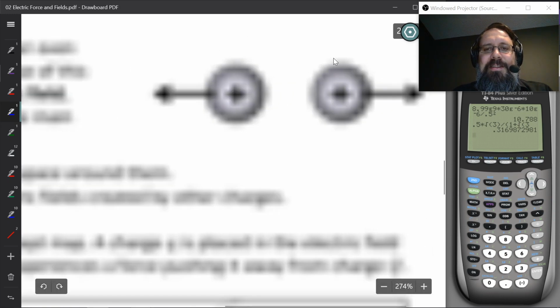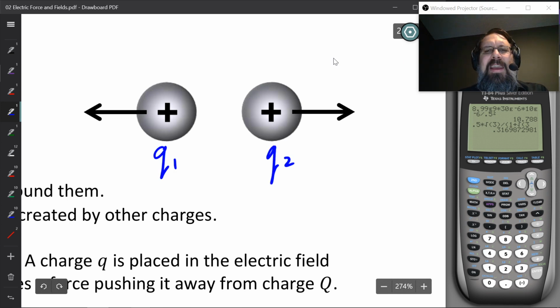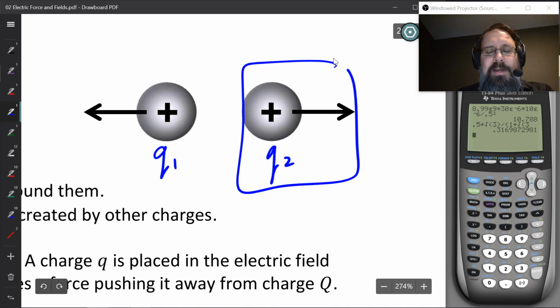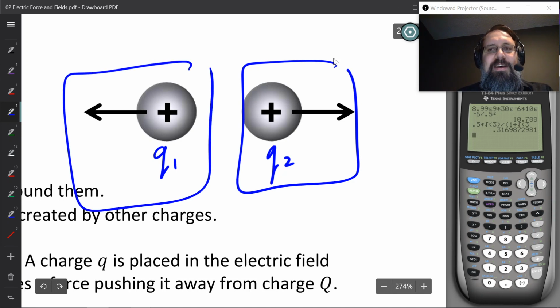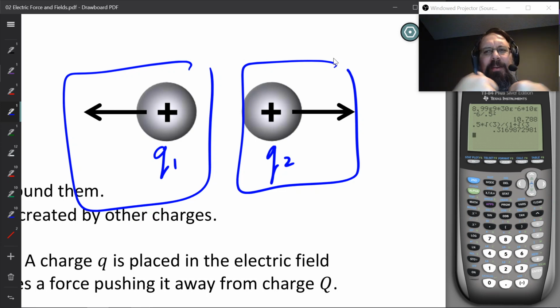Let's call this guy Q1 and we'll call this guy Q2. How does Q2 know that Q1 is over there? They're not touching each other. It's not like a typical force, like getting smacked or something, where there's contact. How do the charges know that the other charge is there? And how do they know that they need to get pushed apart from each other?